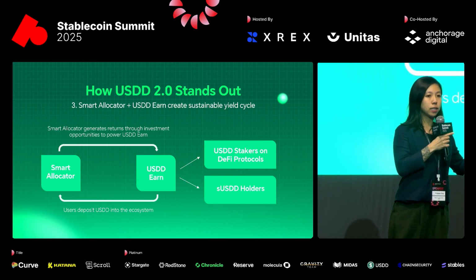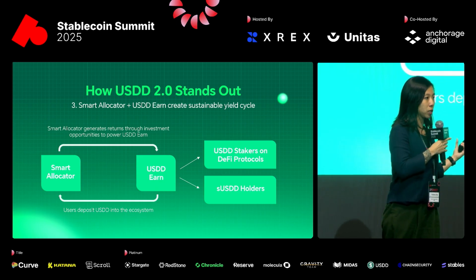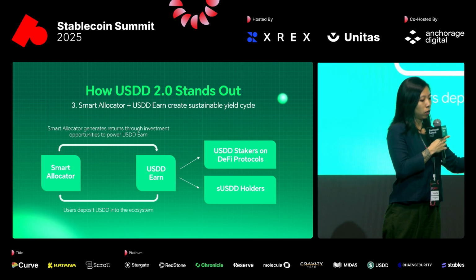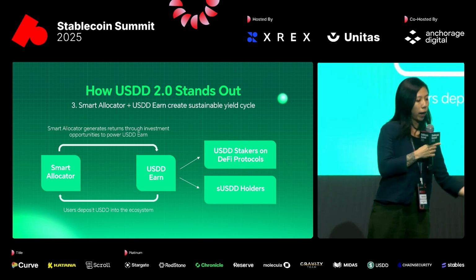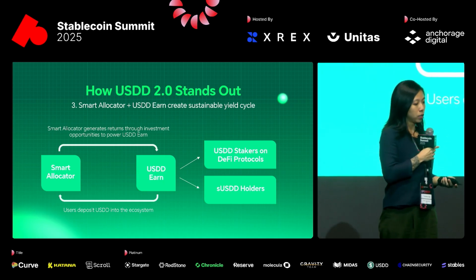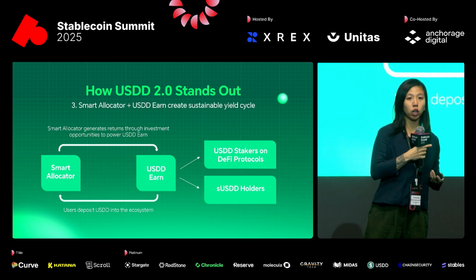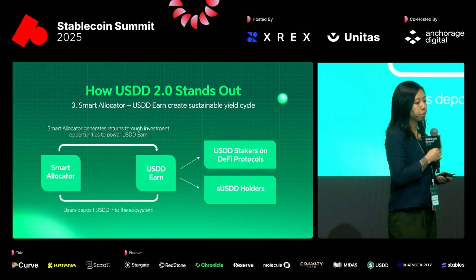So you see this creates a self-strengthening cycle, right? We have capital, it generates returns. The returns go to the users as user earnings, and these earnings go back into the system when users participate in it, and this creates a cycle. So what this means for USDD and the community is that growth is able to sustain over the long term.